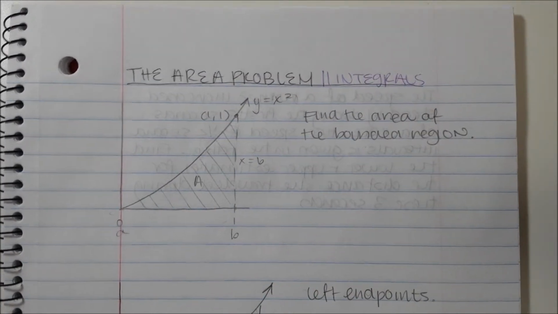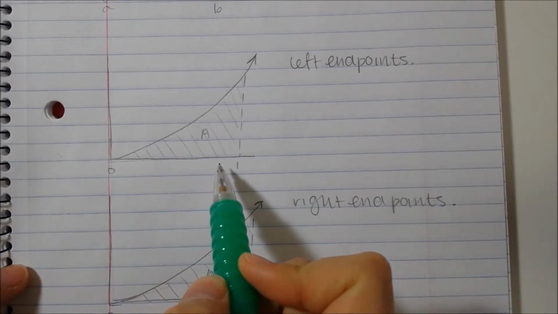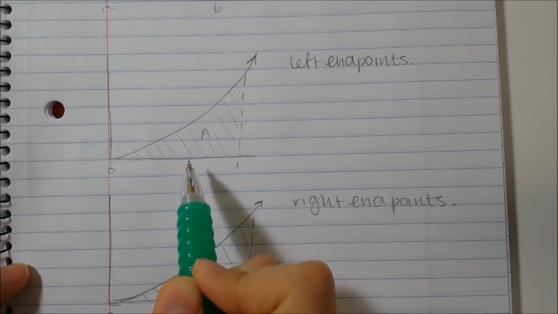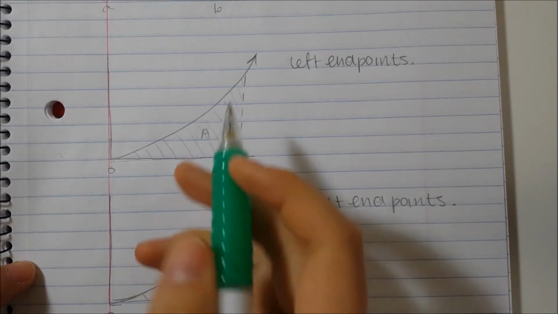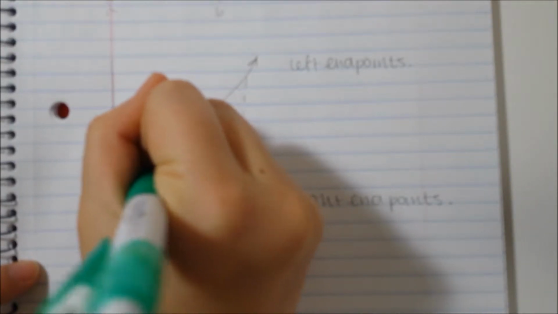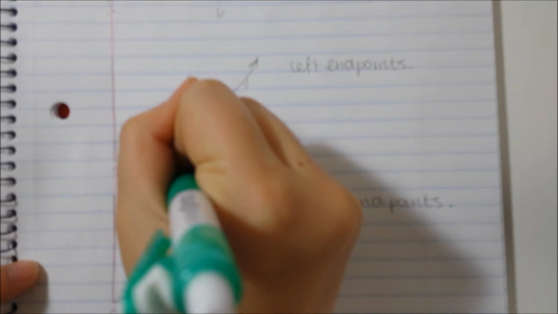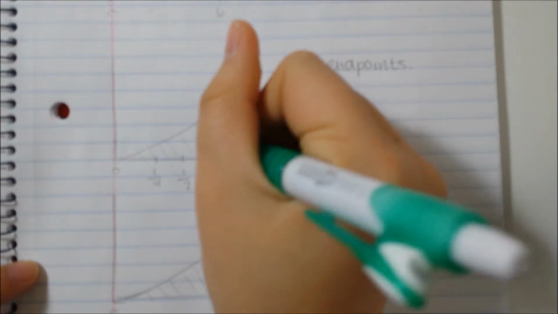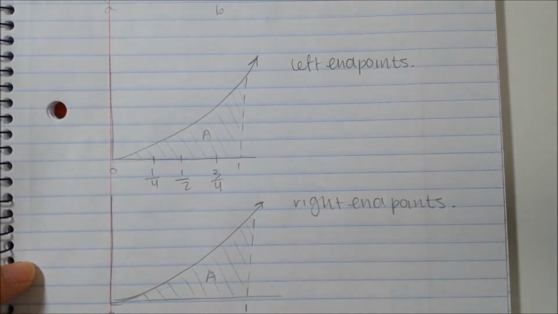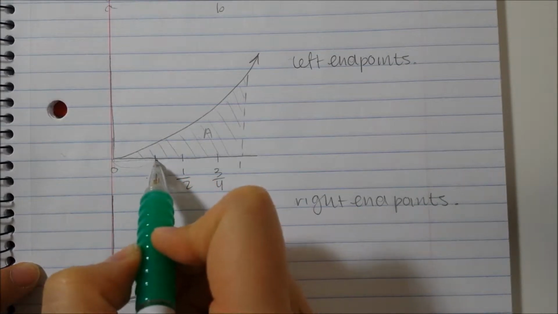So let's get started with the left endpoints. Before we begin, we want to split this up into however many rectangles we need. The more rectangles you have, the closer you will be to a limit for the area. Now, let's just say I want to split this up into 4. So let's go 1/4, 1/2, and 3/4. So like that. These will be all 1/4 in size.